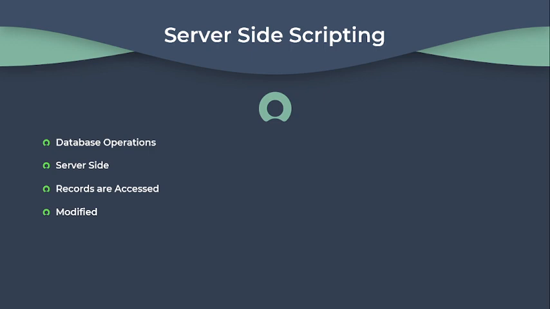Then scheduled jobs. Server-side scripts can be scheduled to run at specific times or intervals using scheduled jobs. This allows users to automate recurring tasks such as data cleanup, report generation, or system maintenance activities.